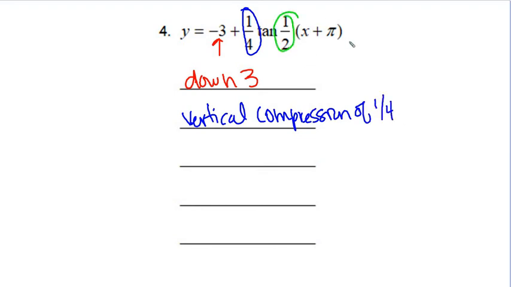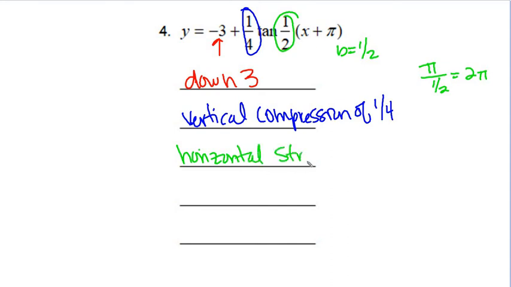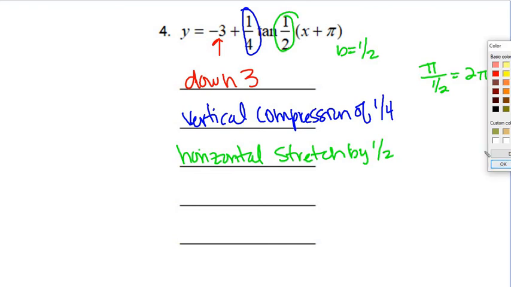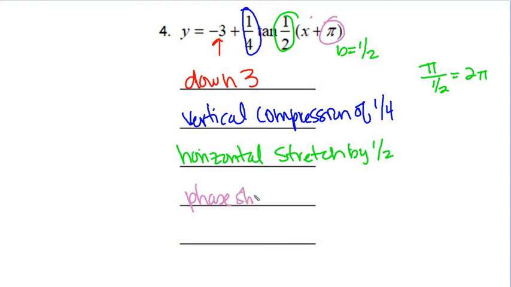Then we have this, which is my b, so b is 1/2. So remember, this would be pi over 1/2, which would be 2 pi, which means a horizontal stretch because the original graph has a period of pi, not 2 pi, so it's been stretched horizontally. So a horizontal stretch by 1/2. And the last thing that we have here is that phase shift. Inside is opposite, left, pi.